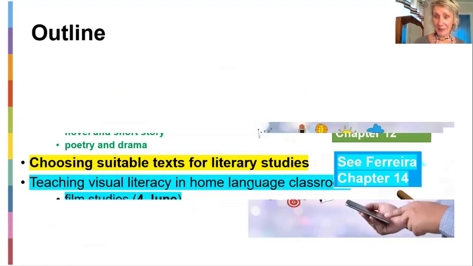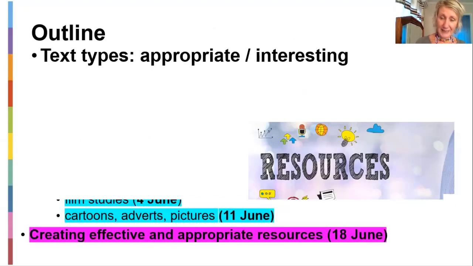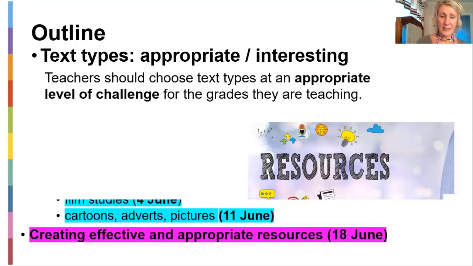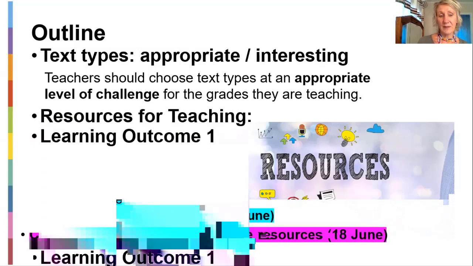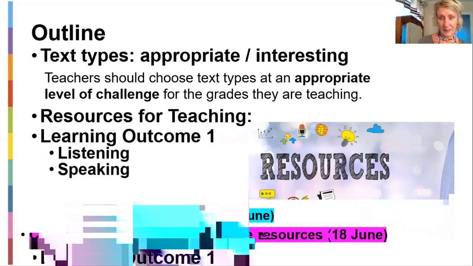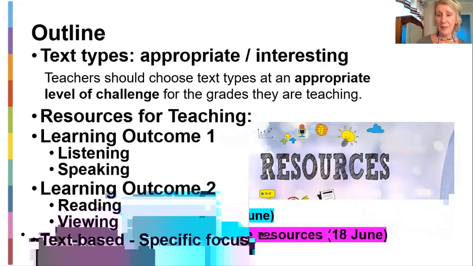The outline is of resources for teaching. We're going to look at different text types. Remember, CAP says they must be interesting and appropriate for the grade level, maybe a bit challenging as well. Teachers should choose text types that are an appropriate level of challenge for the grades they are teaching. So you must extend, remember, I+1, those are the ways we extend our students. So we'll be looking at learning outcome 1, listening and speaking, learning outcome 2, reading and viewing, and a last comment on being text-based. Okay, that'll wrap it up.